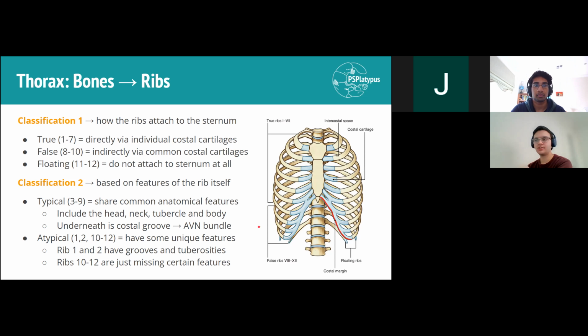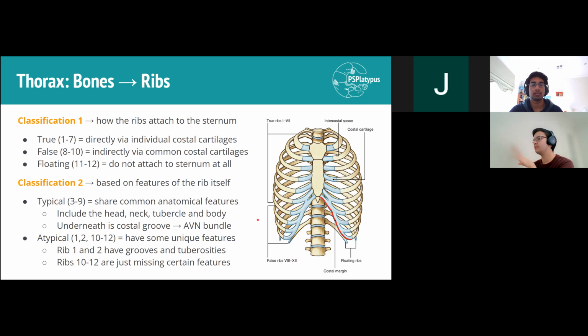With classification 2, it's based on the anatomical features of the ribs themselves. I'm not going to go into all the details of what each rib's features are, but if you were to group them, this is pretty much all you need to know for our level. Typical ribs will be anything from 3 through to 9, and they have all common anatomical features. They'll have a head at the front, then a neck, then a tubercle. The tubercle is where it articulates with the thoracic vertebrae, and then you've got the body.